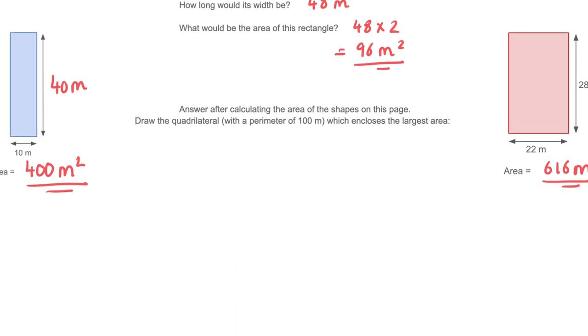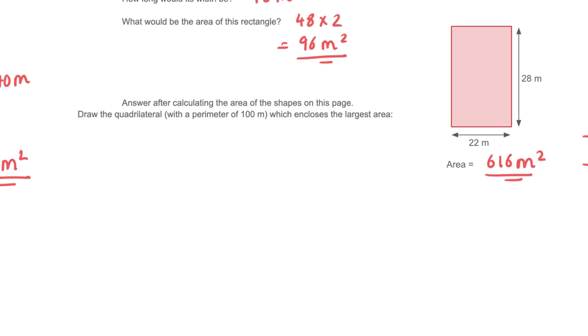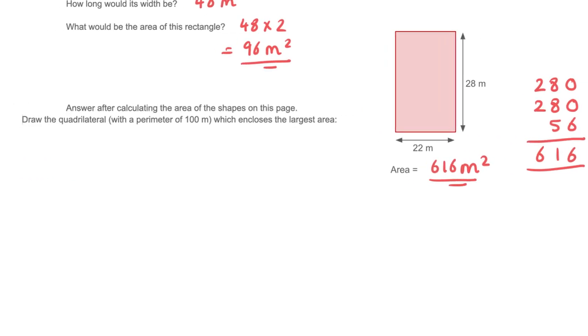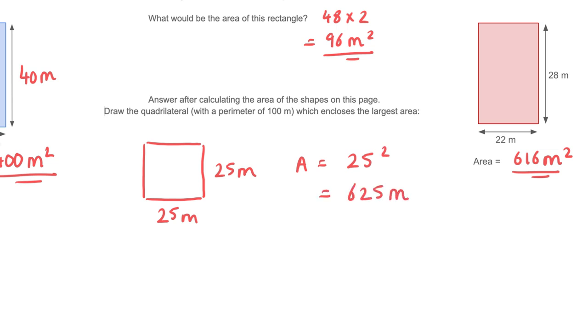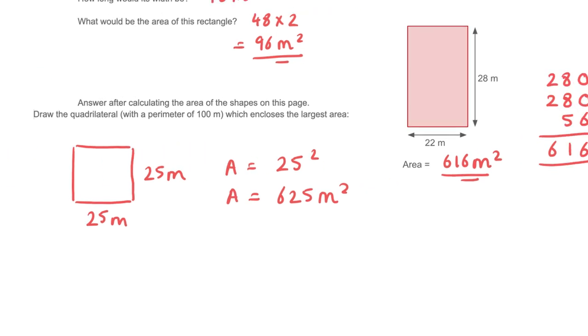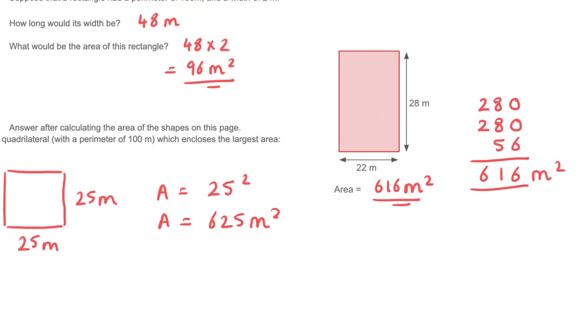So if we were answering this question here, draw a quadrilateral with a perimeter of 100 meters, which encloses the largest area, we might say, well, it's a rectangle with equal side lengths, but that's just a square. So if we had a square that is 25 meters by 25 meters, then it has a perimeter of 100 meters, and the area that it encloses is 25 squared, which is 625 meters squared.